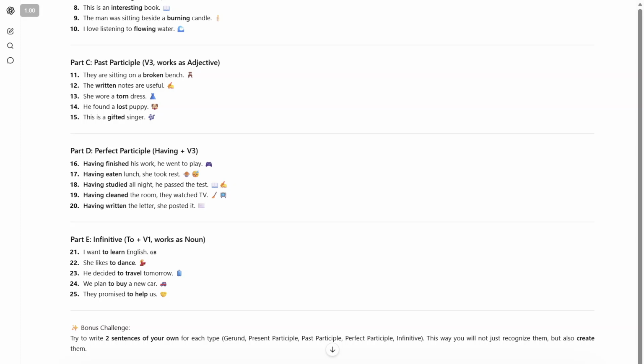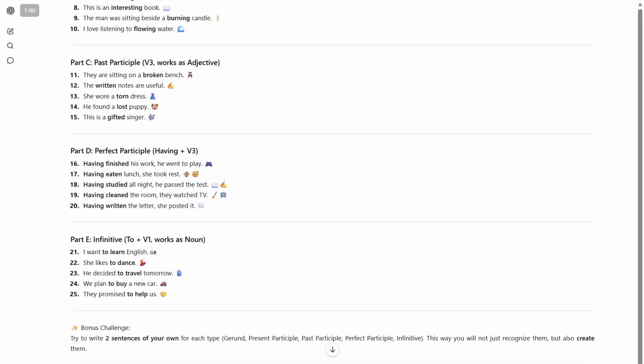Part E, infinitive: to plus V1 works as a noun. 21. I want to learn English. 22. She likes to dance. 23. He decided to travel tomorrow. 24. We plan to buy a new car. 25. They promised to help us.